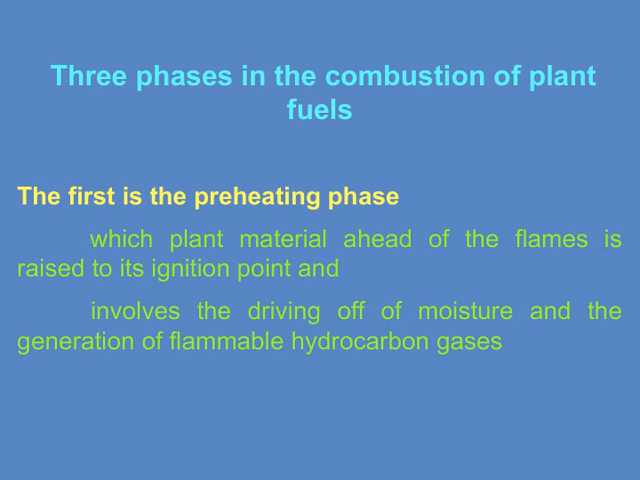Now let's look at the first phase in the combustion of plant fuels, which is the preheating phase. During this stage, the plant material ahead of the flames is gradually heated up to its ignition point. This process is crucial because it prepares the material for combustion. In this phase, moisture within the plant material is driven off. That's why you'll often see steam or vapor during early heating.